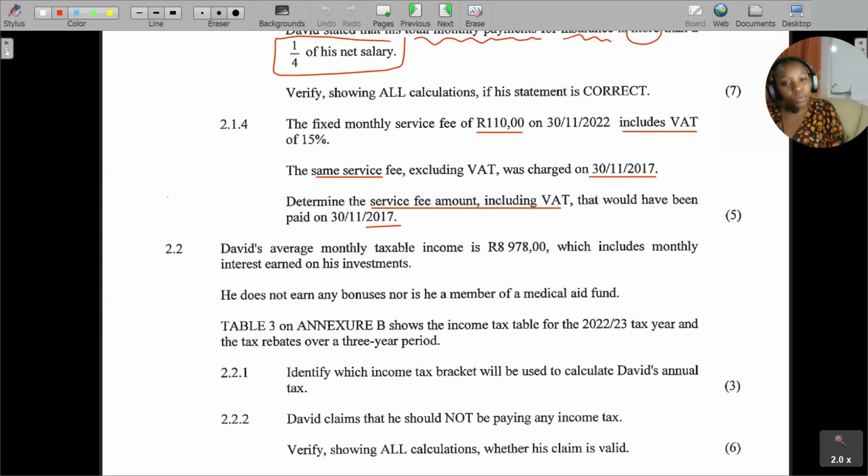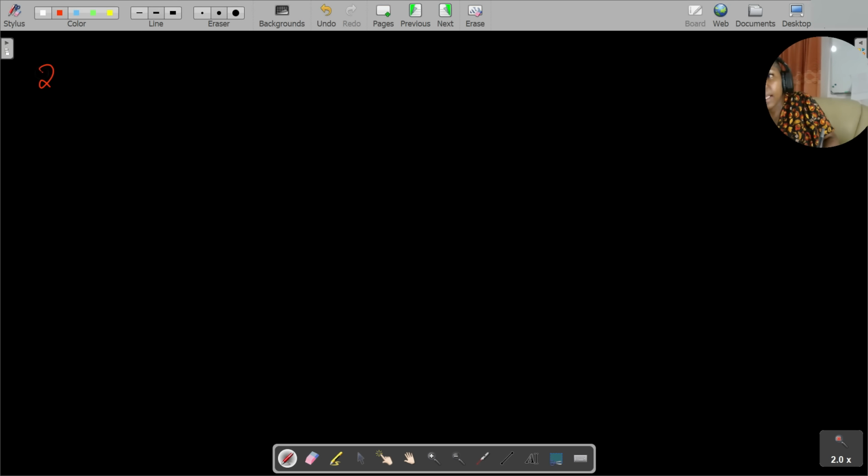So what we first need to determine is the service fee excluding VAT. Once we have that, it is just going to be the same service fee that was charged in 2017. Then we will take that amount and include VAT. So we just need to follow that procedure. In question 2.1.4, we are doing some VAT calculations.